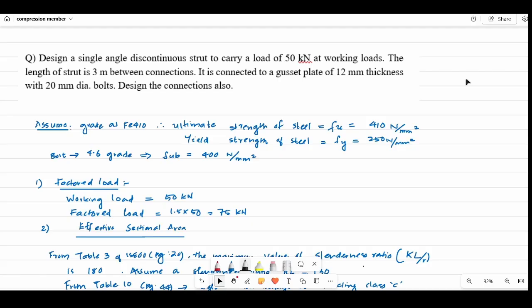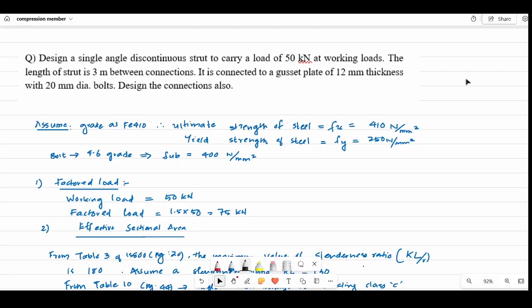Design the connections also. So we have to assume the remaining factors, and we have to use IS 800 and SP 6 code, which is a steel table code, to solve this. And also we know that section 7 of IS 800, which is on page 34, gives the procedure to design the compression members. Here the gusset plates and angle section are made up of grade Fe410.